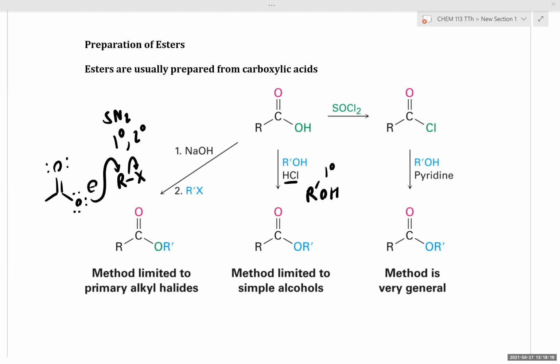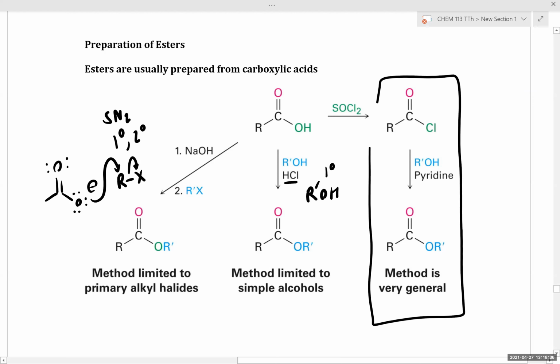An alternative method that's much more general is to convert your carboxylic acid into an acyl chloride. From here, it can react with functionally almost any alcohol to yield a complex ester. So this last method is probably the most general method to prepare a range of structurally diverse esters from carboxylic acids. It's a little more steppy, but in exchange, you can use a wide range of alcohols for this esterification.